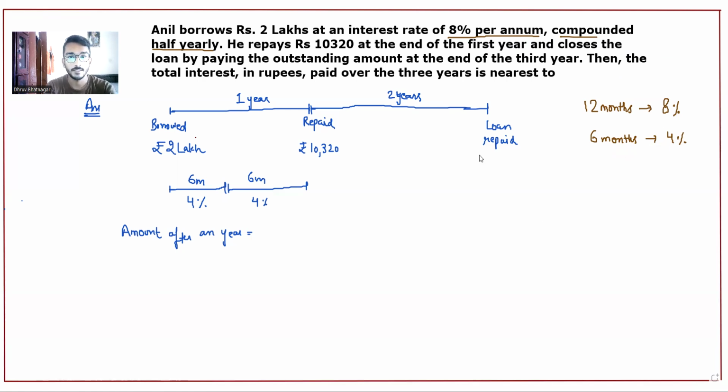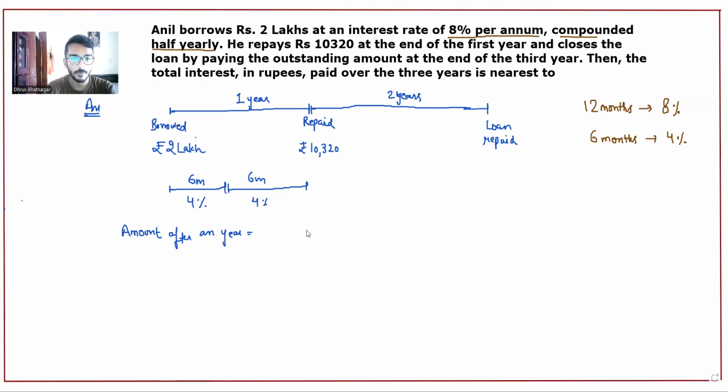After a year he repays 10,320. So after a year he repaid 10,320, and then he closes the loan by repaying the outstanding amount at the end of the third year. Meaning after repaying 10,320, then after 2 years he repaid all the borrowed amount. So what was the interest he repaid in all the 3 years, that we have to find. All right, so let's start.